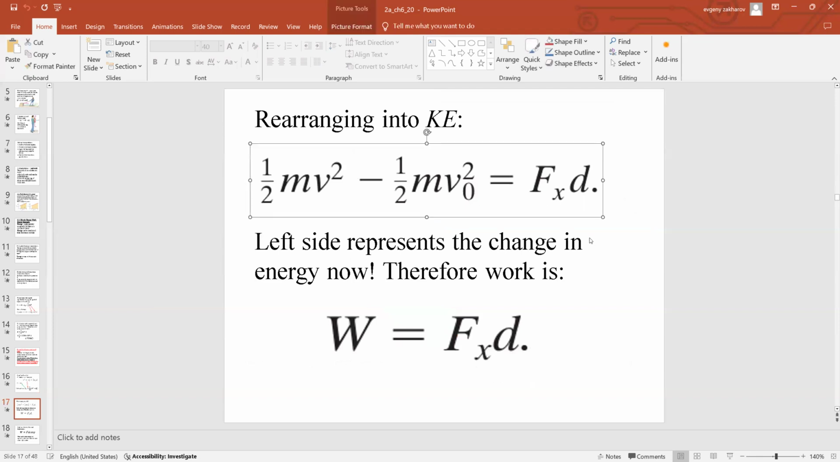you will get this expression, and what you see on the left is just the 1/2 mv squared. It's 1/2 mv squared at a certain moment of time minus 1/2 mv squared as initial condition. So this is the change in kinetic energy, and change in energy is the work done. So your work is force times displacement, and not just a force, but the force onto a certain x-axis. And it's not just x-axis, it can be y-axis, can be z-axis.